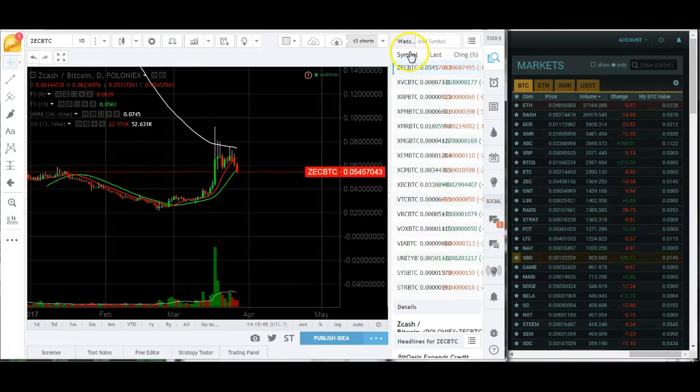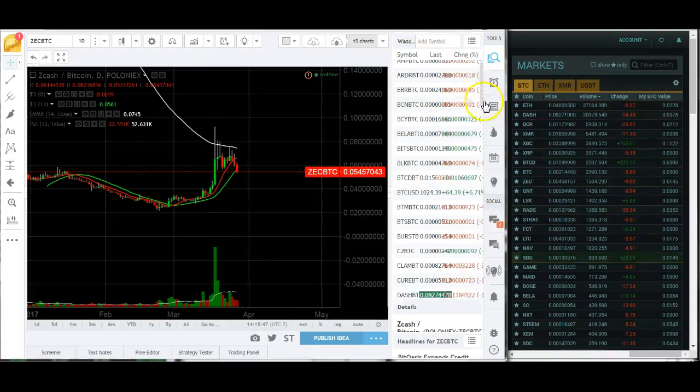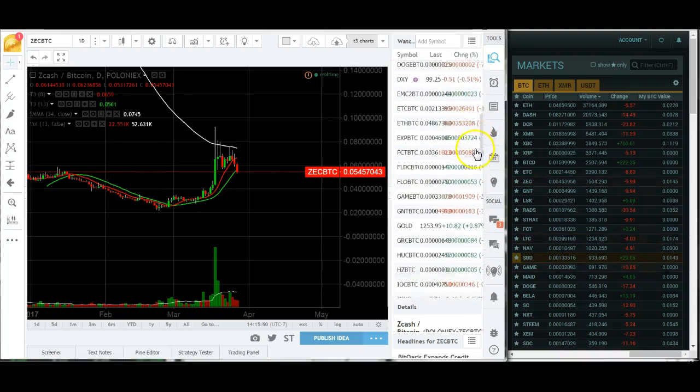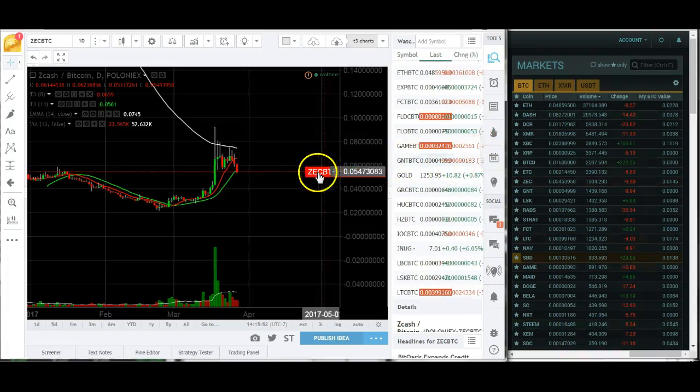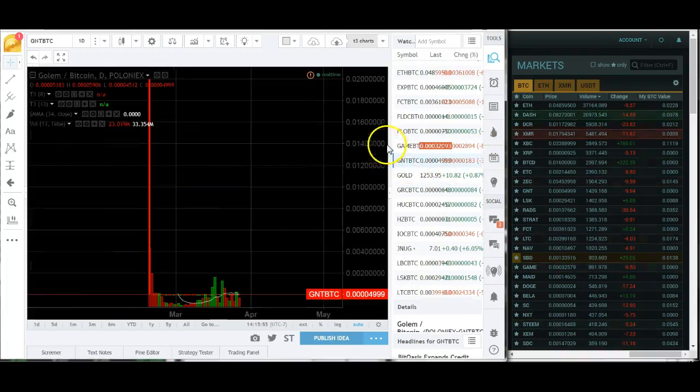GNAT. Something I thought I bought during the last run, but obviously I bought something different. Thought for sure I was buying that one.